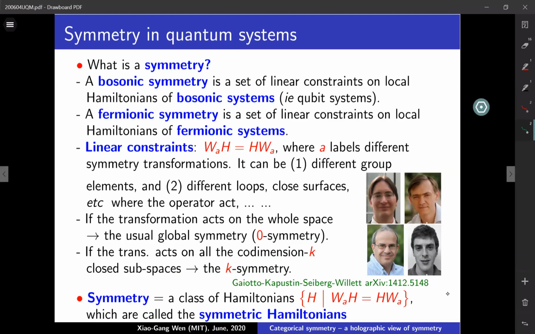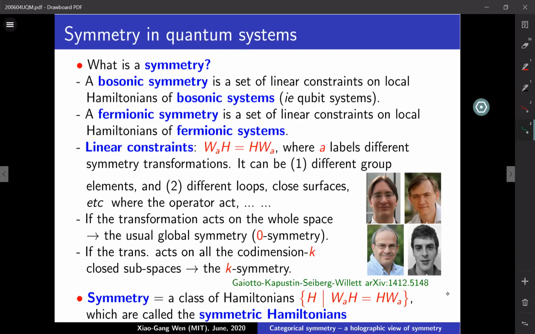Okay, so that's the usual way to look at symmetry. But here I want to emphasize that symmetry is really a class of Hamiltonians, and this transformation or linear constraint is just a method or trick to select this class of Hamiltonians. This class of Hamiltonians is what we are after. If there are two different ways to select the same class of Hamiltonians, then we will say these two different ways, or even the symmetries, are equivalent. So symmetry is really about the class of Hamiltonians.